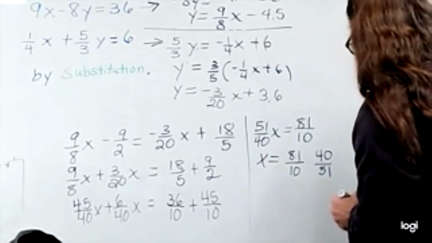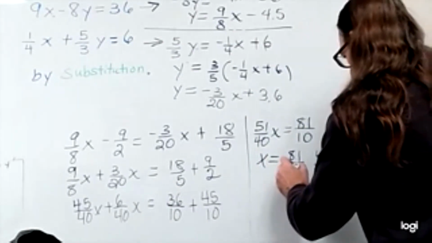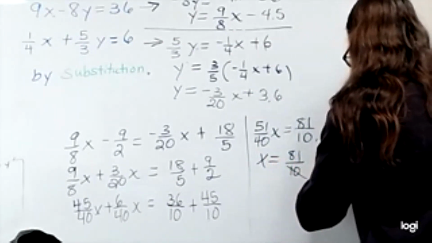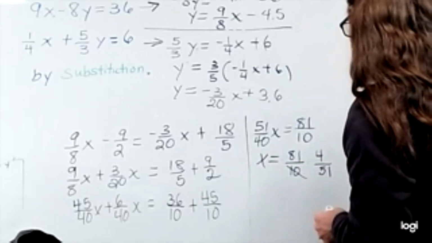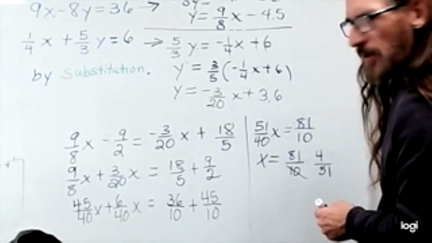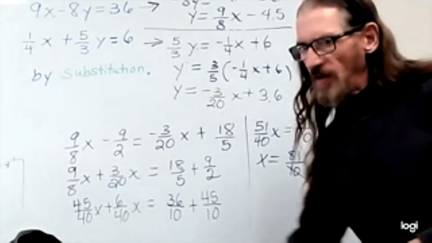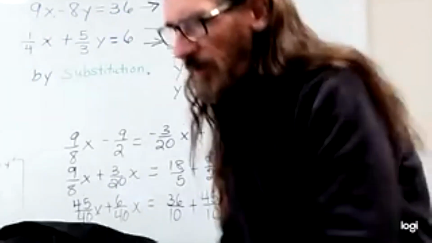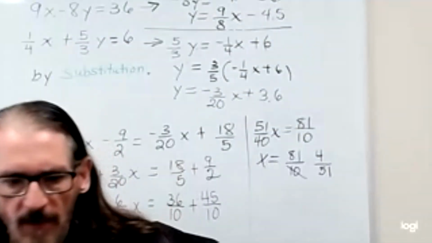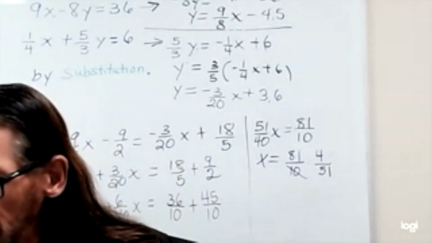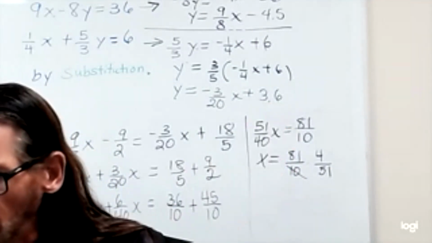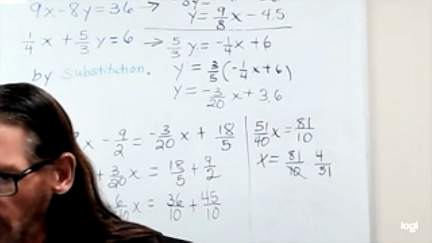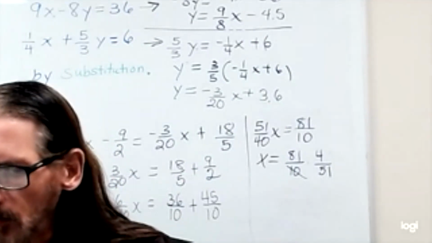And let's see here, 10 into 40, 4 times. And let's multiply 81 times 4 divided by 51. I think I know what's going to happen here, because I know 51 is 3 times 17. So I'm seeing that 17 that we had previously. We had x was 108/17.